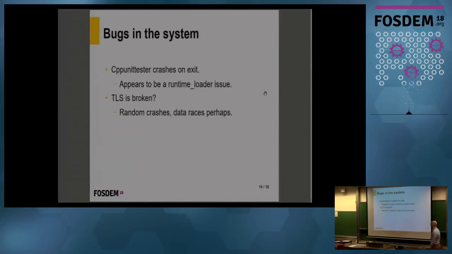Bugs in the system. CppUnit tests can't be run because the CppUnit tester crashes on exit, and it appears to be a runtime loader issue. It doesn't run pthread destructors when unloading the library. It tries to do that on application exit, but the library is unloaded, so the code is not there, and there is a crash. And I think that TLS is broken, but it's over my head.